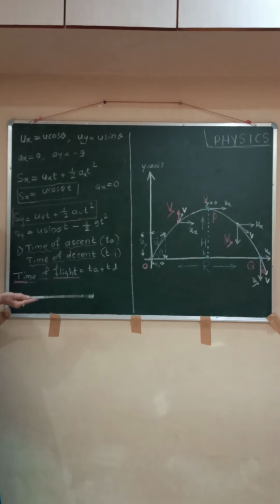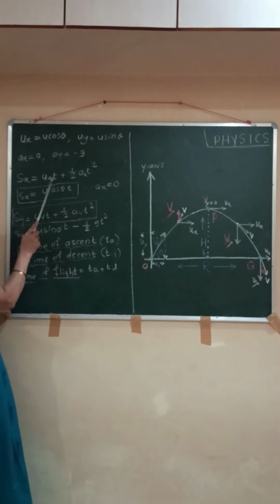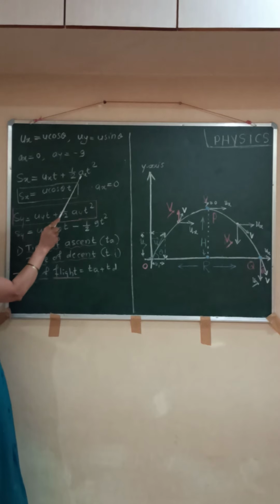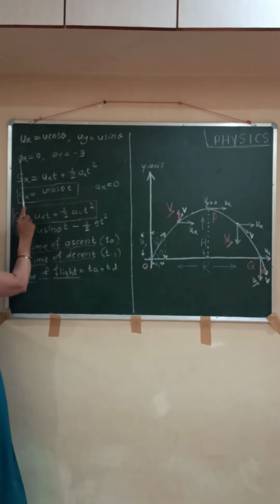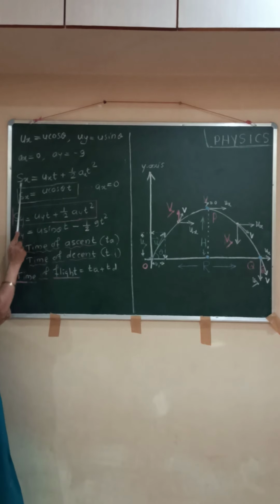You know the formula for displacement. It is ut plus half at square. So for ut, we consider along the x-axis ux. And ax, that is the acceleration along the x-axis, is 0. So the displacement along the x-axis, that is Sx, comes to be u cos theta into t.